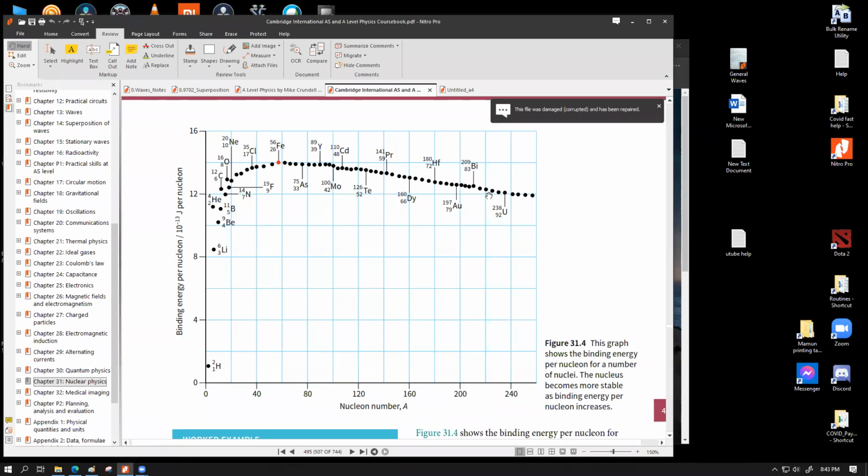But the final point that I'm trying to make is that particles which are on the left of the iron are more likely to undergo fusion, to merge together to produce a higher nucleus, and nuclei which are on the right side of the iron are more likely to undergo fission, to break down and reach the nuclear stability level of iron.